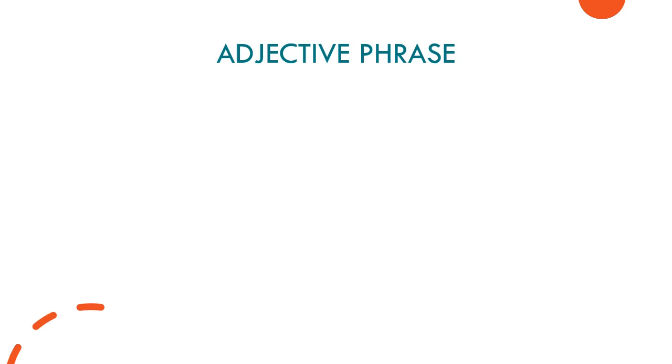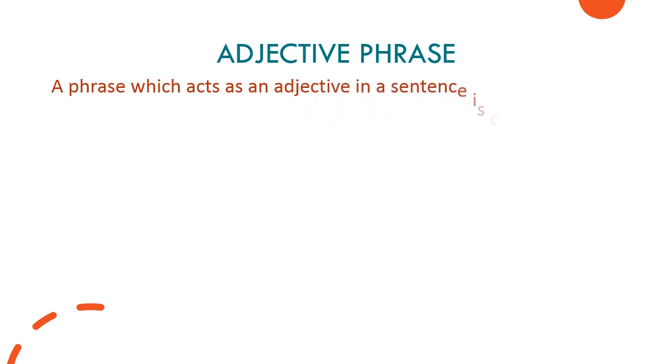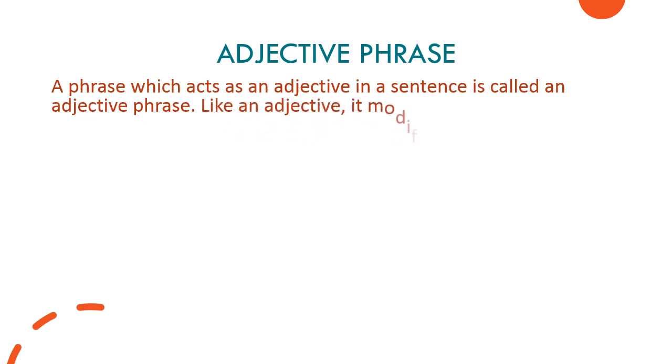Adjective phrase. A phrase which acts as an adjective in a sentence is called an adjective phrase. Like an adjective, it modifies a noun or a pronoun. Modifies means it gives more clarity. You can say it modifies, it explains more of the noun.